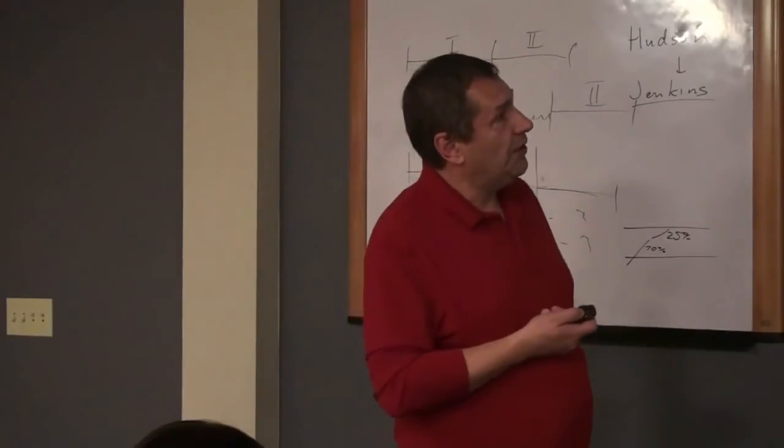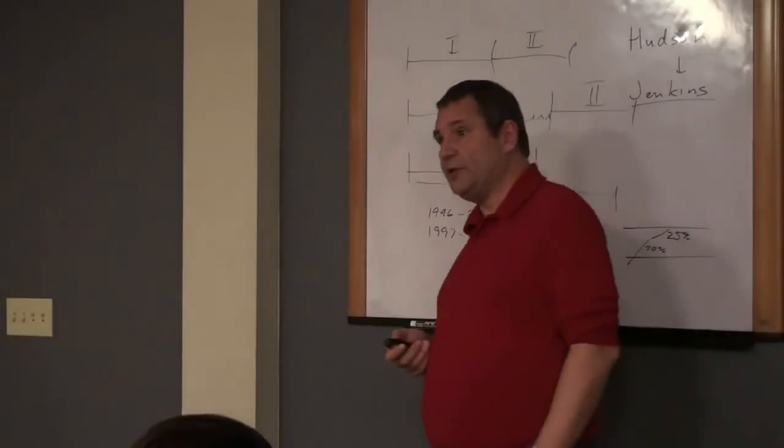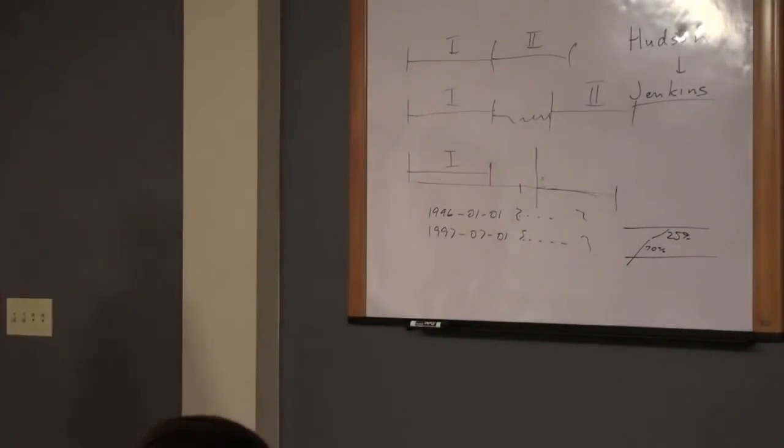Now let's go into the theory of what client-server architecture is. That basic architecture: we have a client which interacts at the front end portion of the application, and the back end portion which interacts with the resources located in the company. The client process contains solution-specific logic and the user interface. And the server is the interface between the back end and the user. Okay. So the back end may be connected with a database most probably. And the user may have more printers, modems, and more powerful processors. So the front end task and back end task have fundamentally different requirements towards the hardware. That also we have to keep in mind.